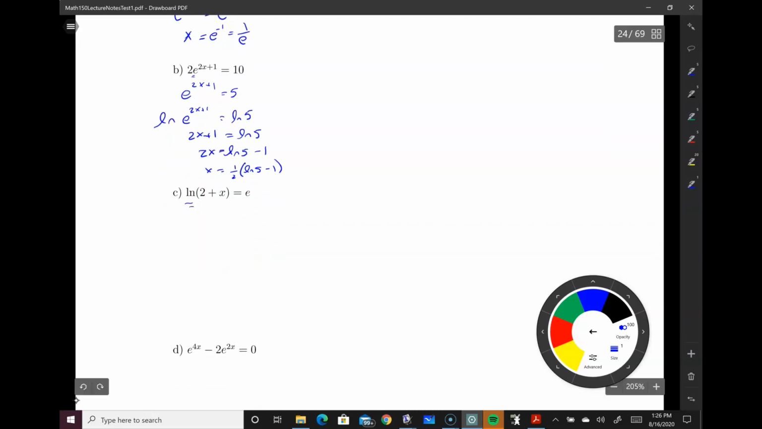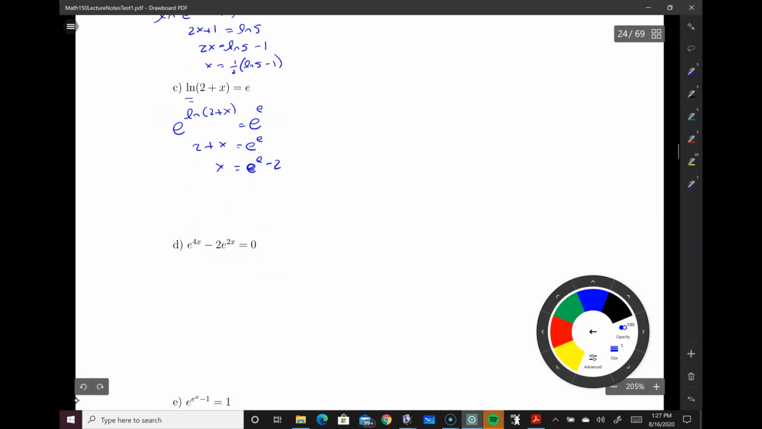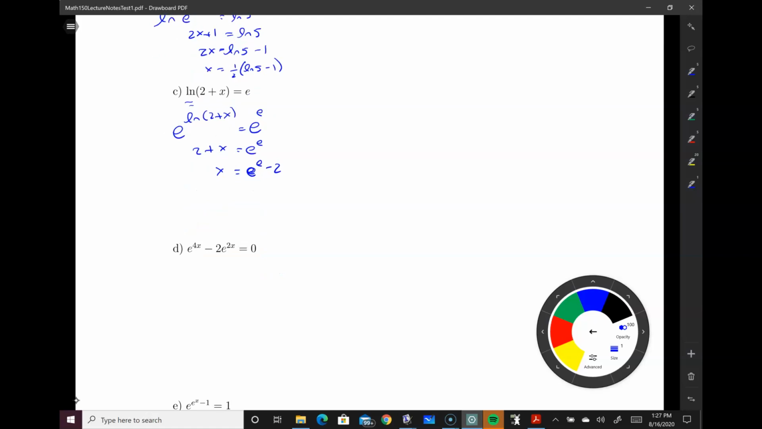All right, to undo this ln, I want to take the e of both sides. So I have e to the e power. So ln and e cancel. So I'm left with e to the e, which is a number, and then subtract 2, and that's your answer. Let's see, sorry, e to the e minus 2. Oh goodness, what about this one?